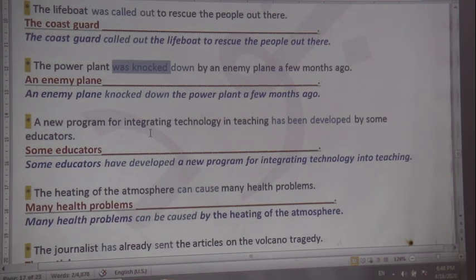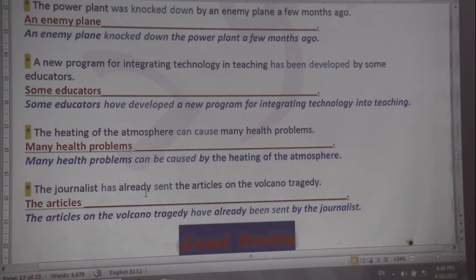Now a new program for integrating technology in teaching has been developed. Here in this case we only need to drop been in order to make it present perfect active. So some educators have developed. This is the form of the present perfect active, and this is the form of the present perfect passive. So we only drop been. Now another one, the heating of the atmosphere. I am very short of time, please forgive me.